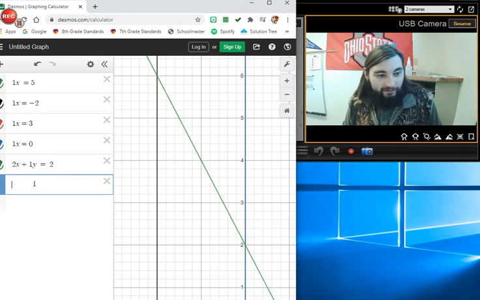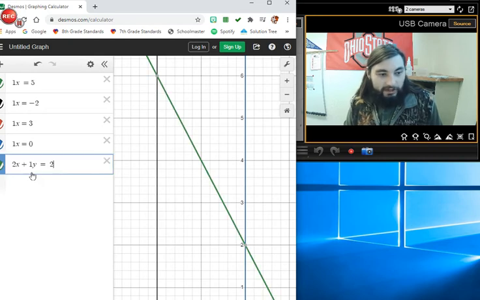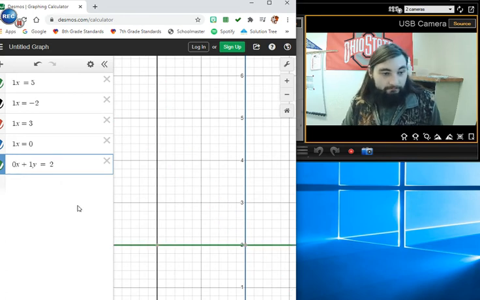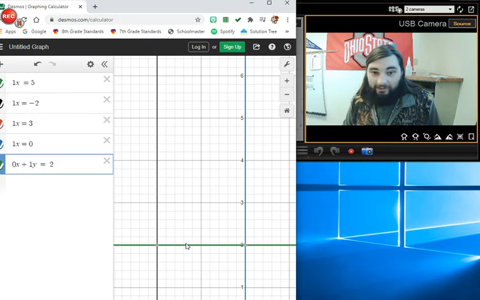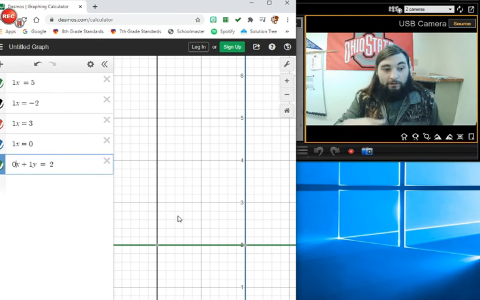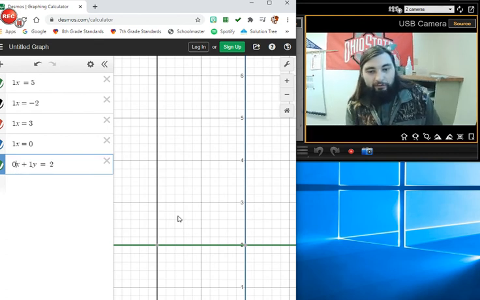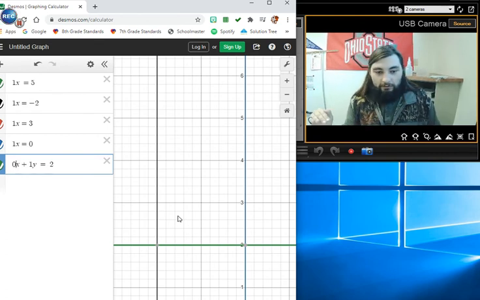So then the next question asks, well, what happens when we change that 2x to a 0x? What will happen to our line? The same thing that happened when we made our y is 0 is going to happen when we make our x is 0, except it's a little bit opposite. Instead of creating a vertical line, when we eliminate our x coefficient, we now have a horizontal line. This one runs parallel to our x-axis.